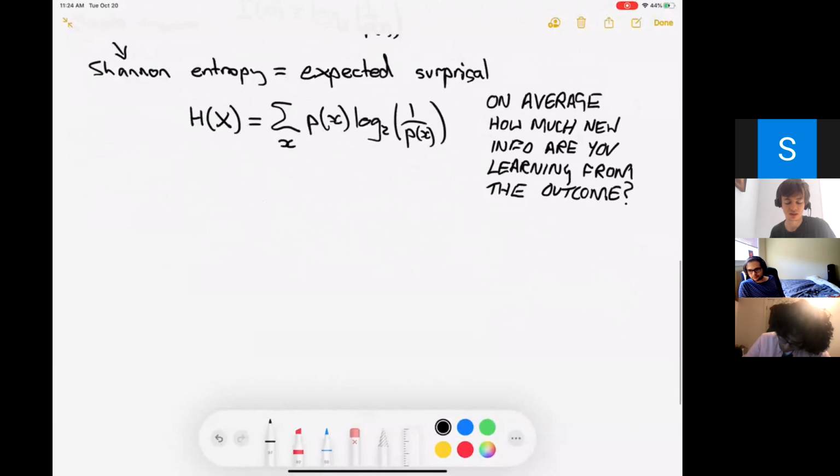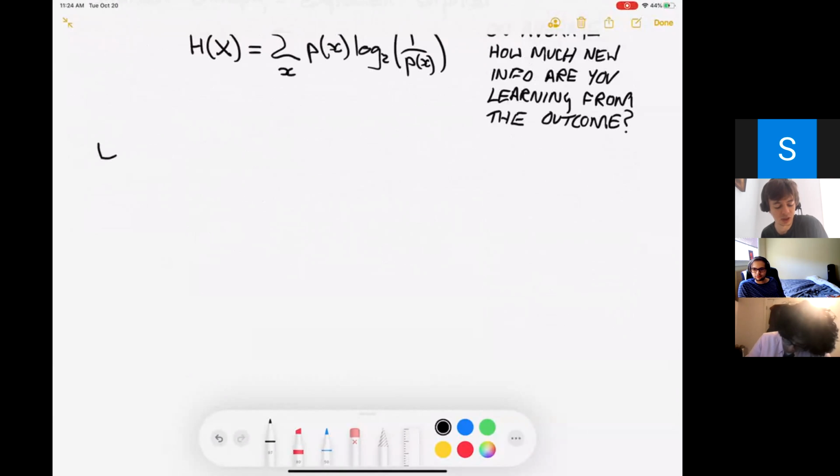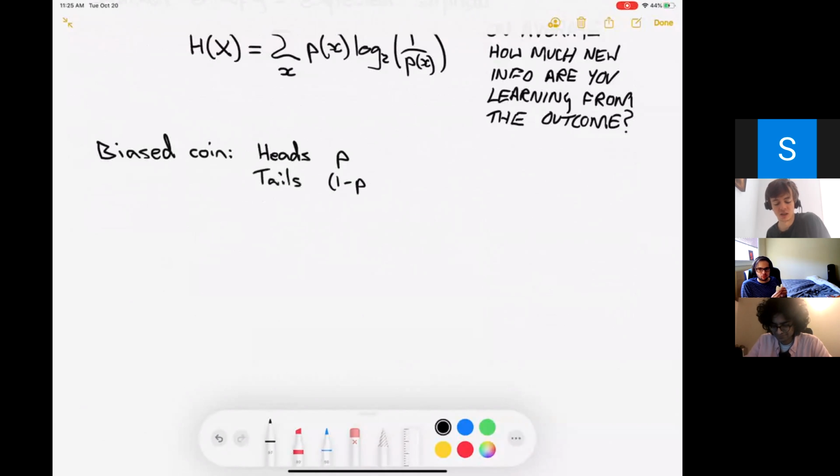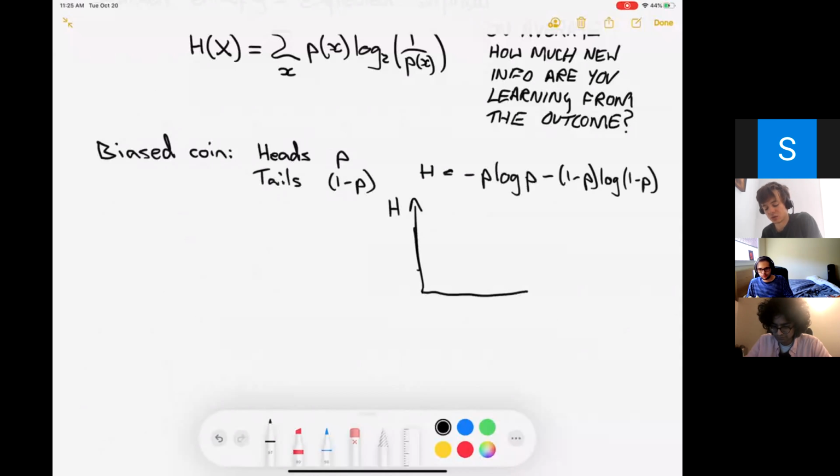So let's take the case where we have a biased coin, where there is some probability p of being heads and some probability 1 minus p of being tails. Then the entropy H is equal to minus p log p, or p log 1 over p, minus 1 minus p log 1 minus p. We can plot this as a function of p. So we have H, with p equals 0 and p equals 1.